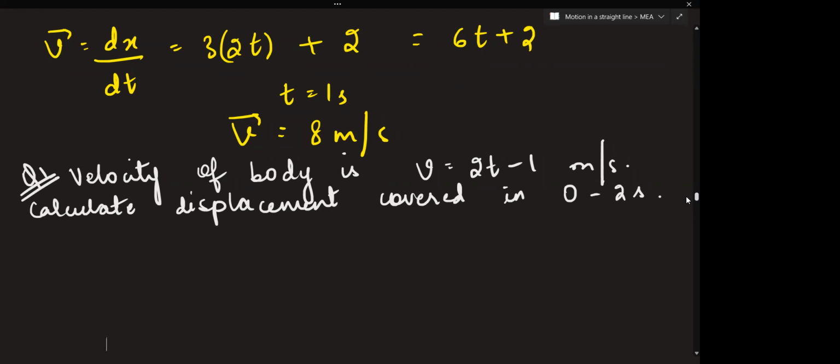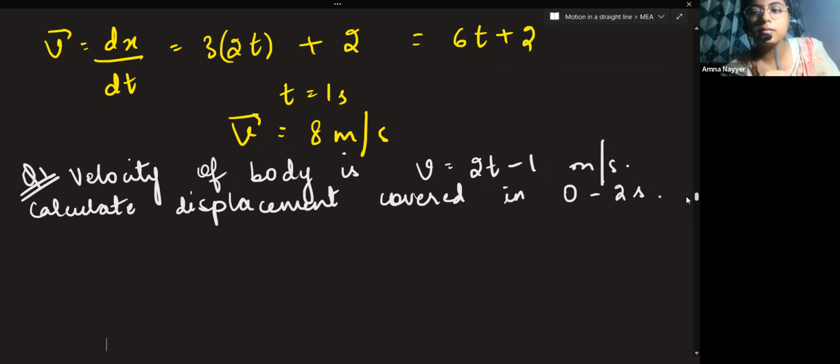See, is velocity given or is displacement given? Read the question.